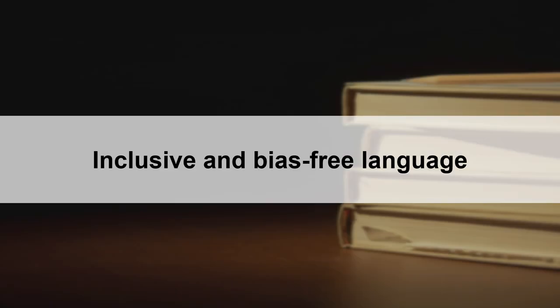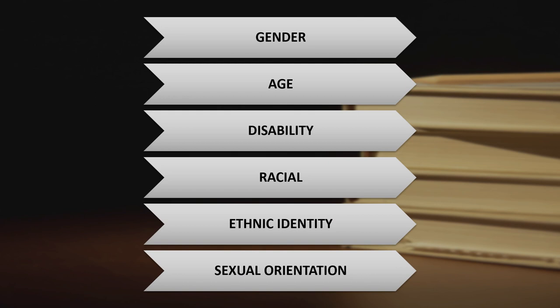Another thing suggested in this manual is inclusive and bias-free language. A few changes have been suggested, as the manual promotes reducing bias against topics like gender, age, disability, racial and ethnic identity, sexual orientation and so on. For example, they propose using they or their as the gender-neutral pronoun. Earlier we were writing, a researcher's career depends on how often he or she is cited. Now you can write, a researcher's career depends on how often they are cited. I have taken these examples from Scribbr.